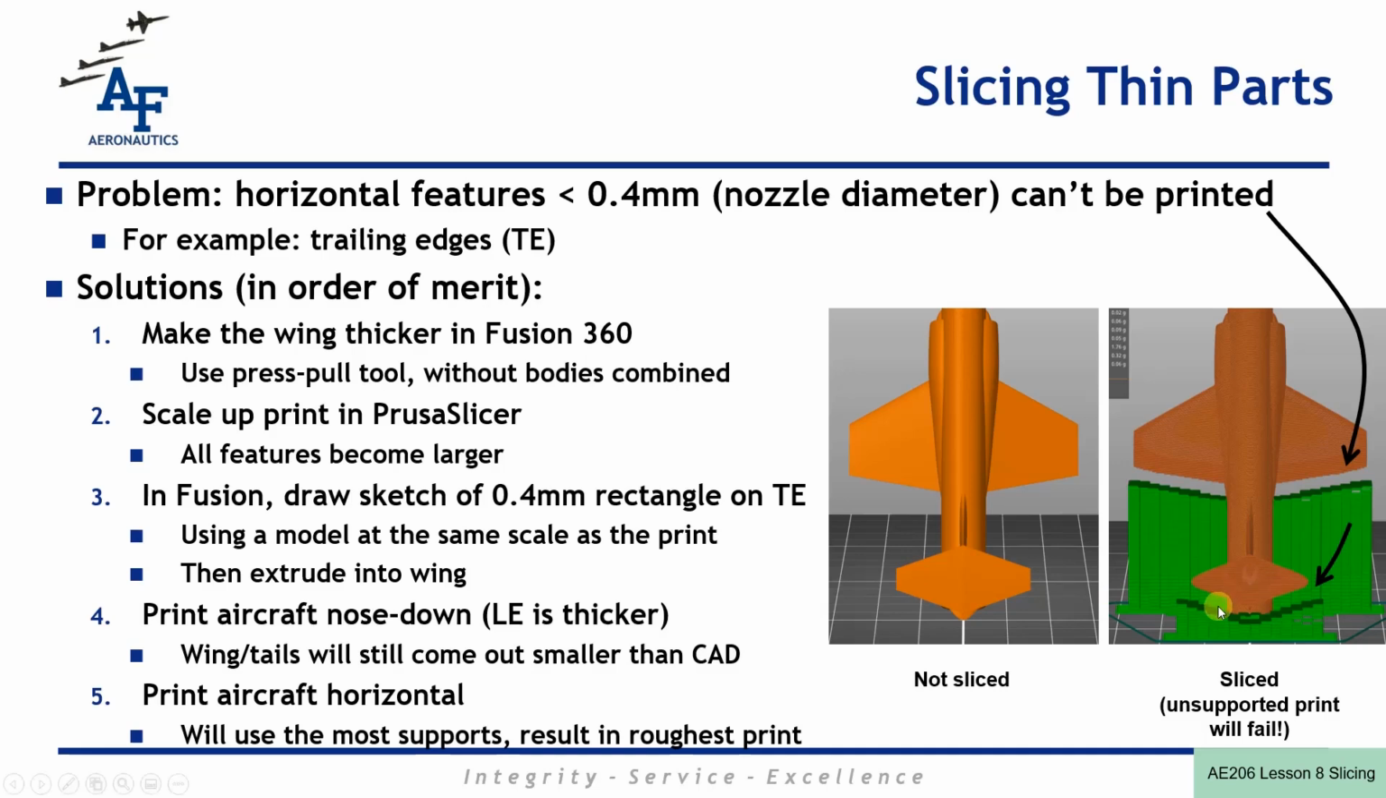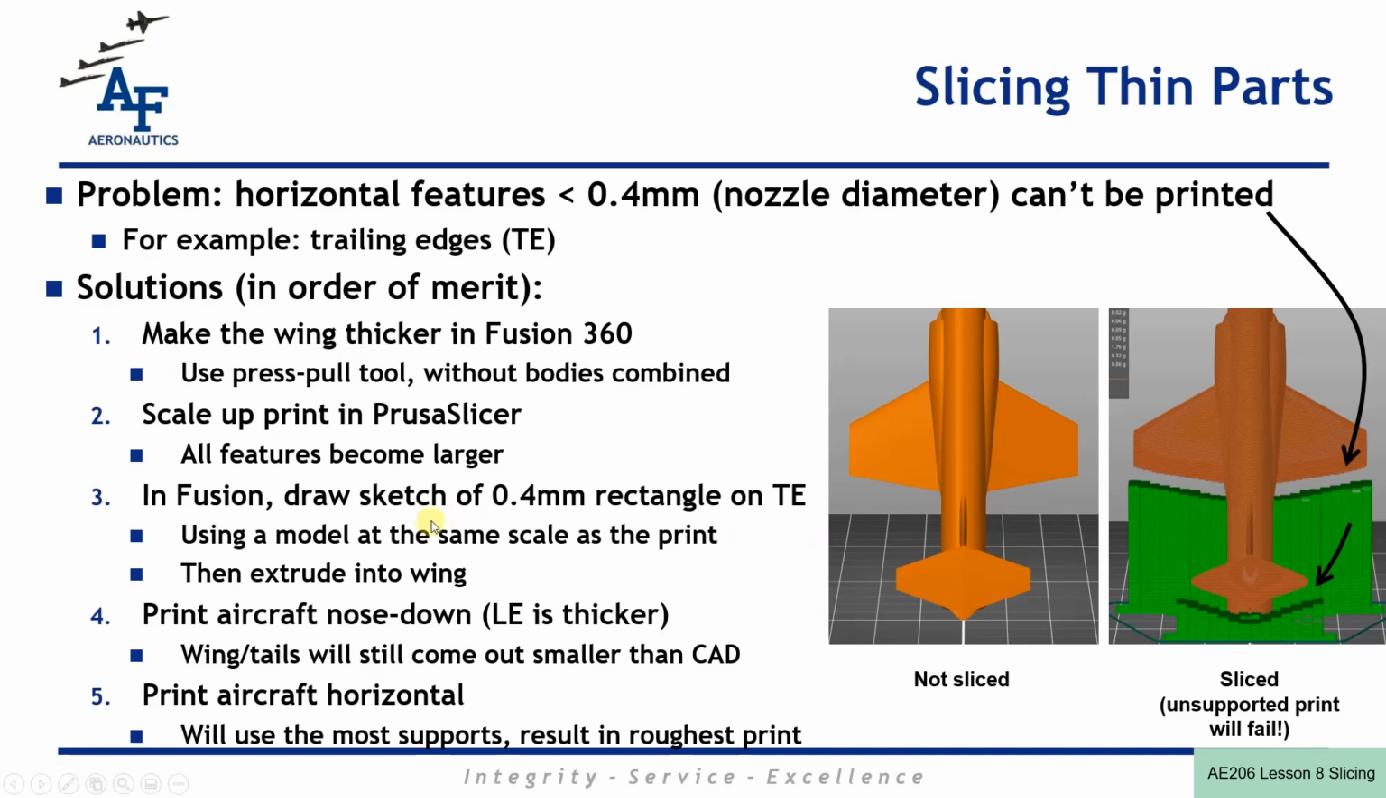So there's 5 possible solutions that I've come up with for this problem. The first and best solution is to make the wing thicker in Fusion 360 a little bit, and I'll show you how to do that in Fusion. The second solution is to make the part bigger in PrusaSlicer, and as the part becomes bigger, the smallest feature also becomes bigger, and there's a chance it may be able to print more of the wing.